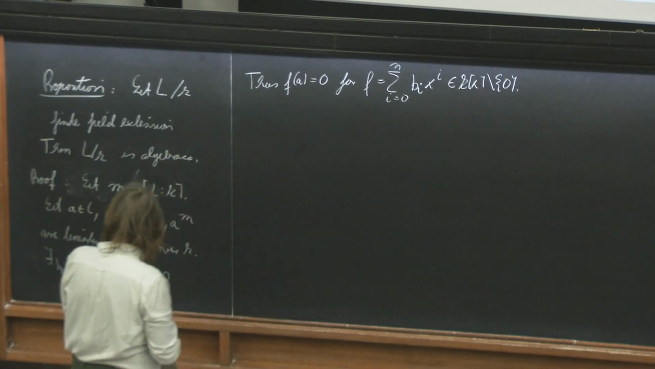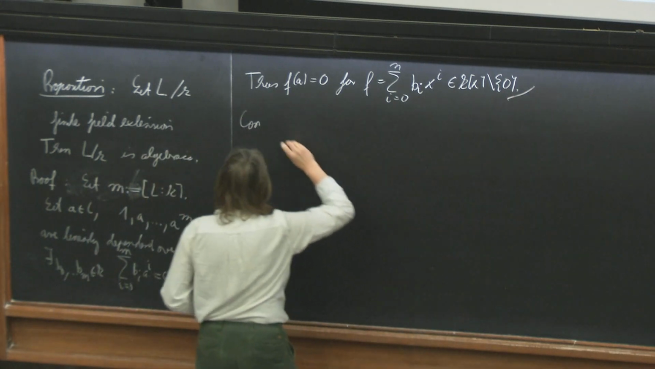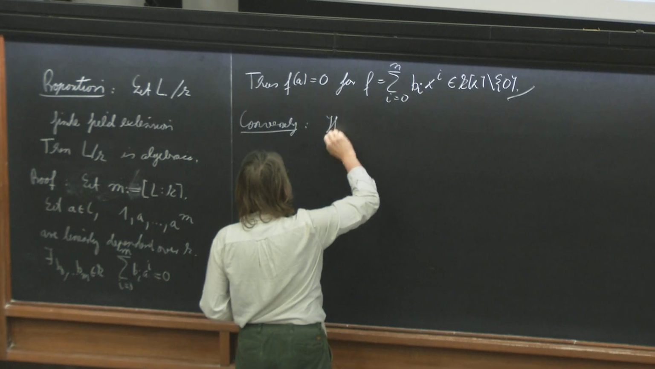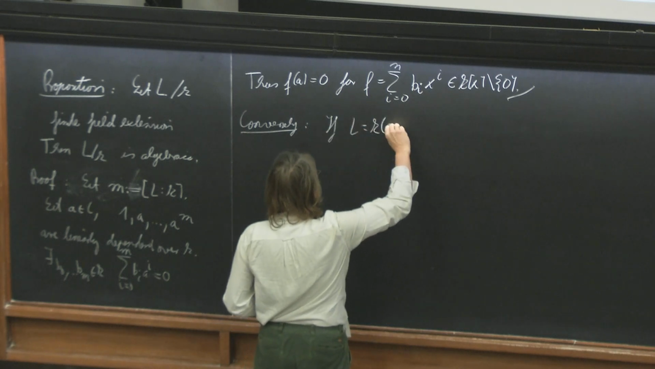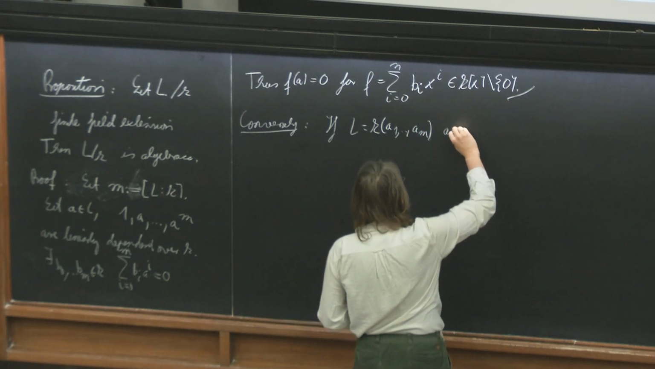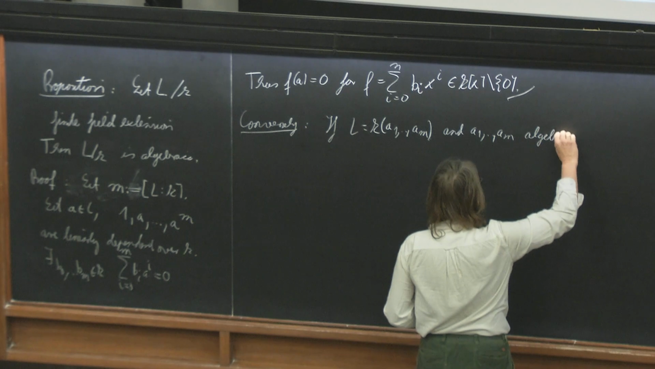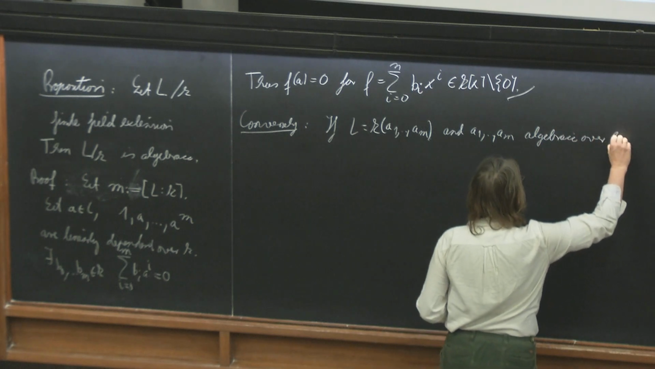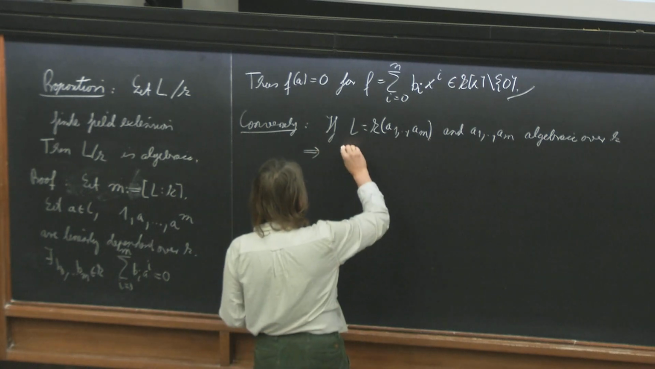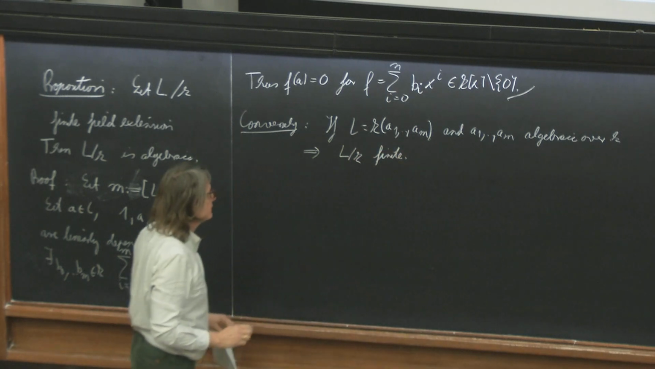Also, and conversely, remark: if L is equal to K(A1, ..., AM), and A1 to AM are algebraic over K, then it follows that L over K is a finite extension. And as you can see, this is an easy induction.